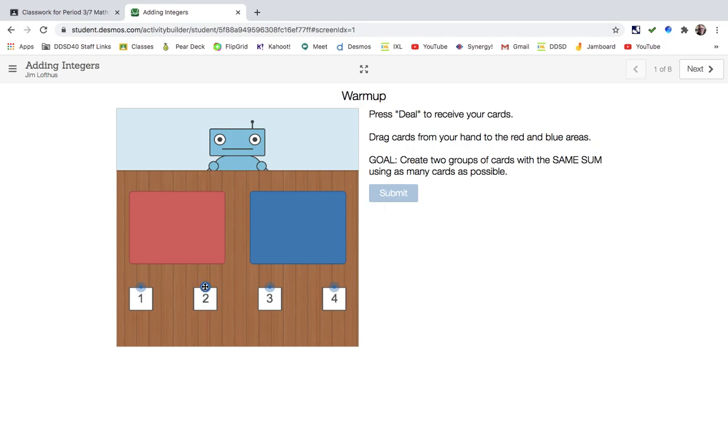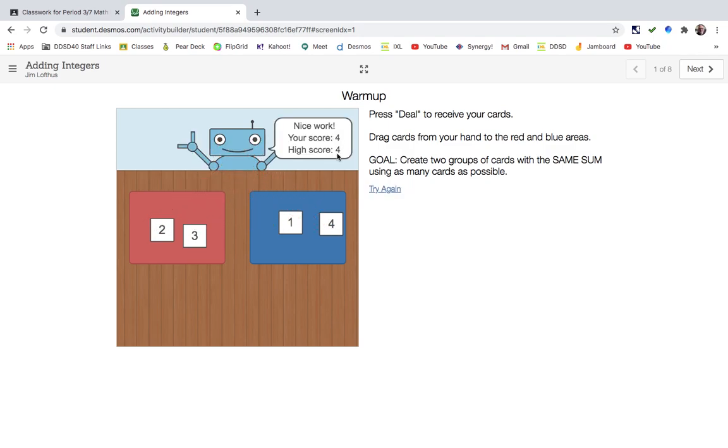And the game is to put the same amount on each, the red and the blue. So I put 5 over there and a total of 5 right here, and I hit submit. And it checks it for me, and it gives me a score. That's a maximum score, so I go on.